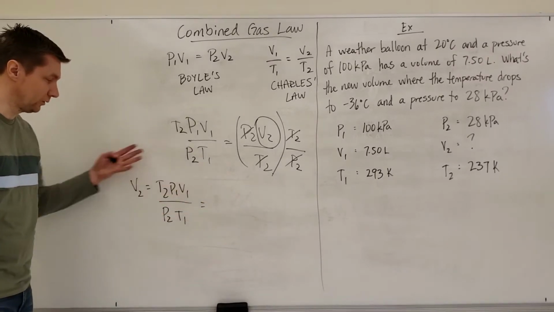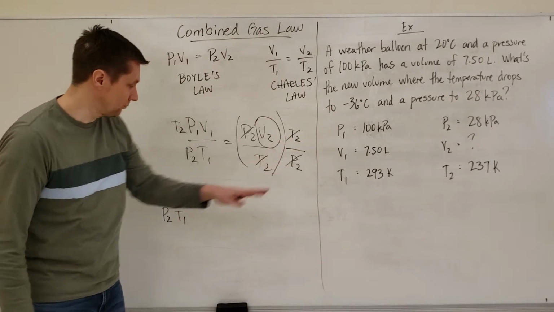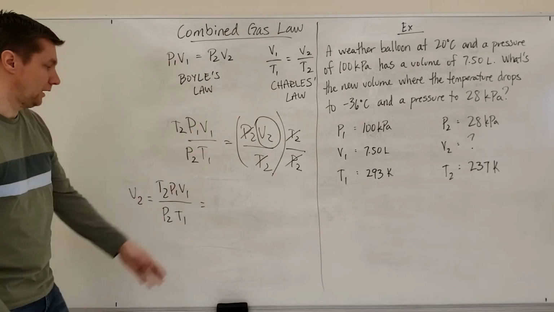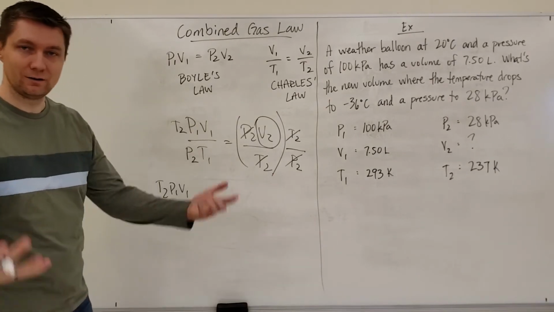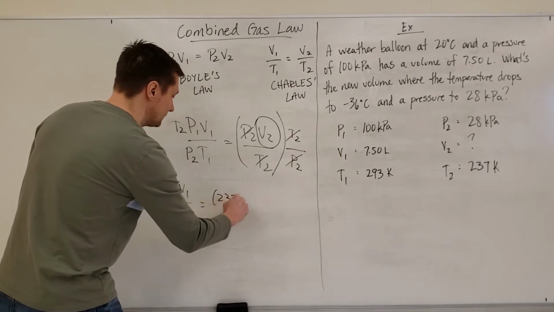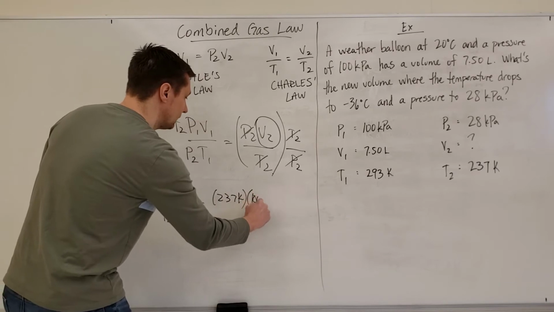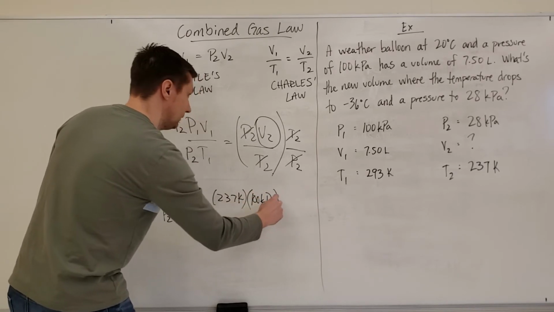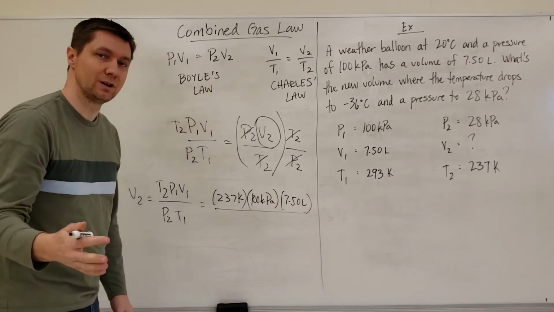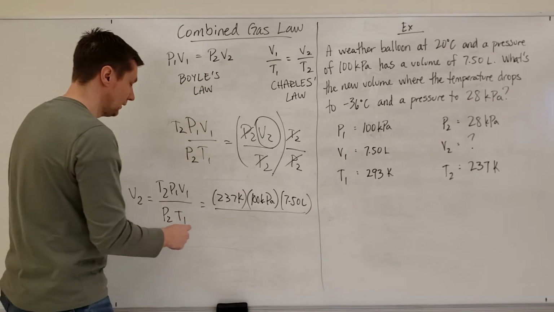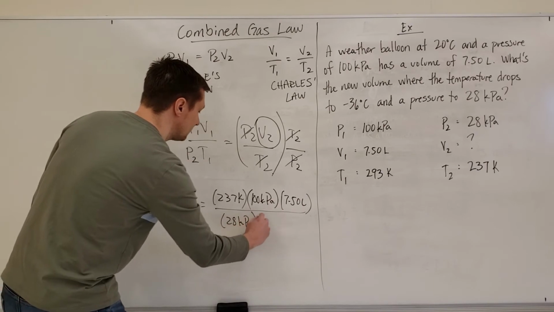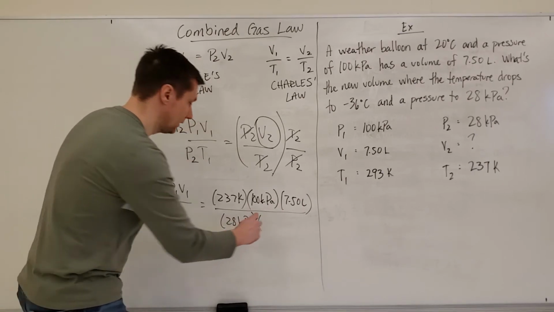And then once you've got this formula set up like this, then you can just take those numbers, plug them into their corresponding spots, and plug those into your calculator, hit enter, and you'll get an answer. So it looks something like this. My T2 is 237 Kelvin, P1 is 100 kPa, and V1 is 7.50 liters. Notice that I'm putting the units in. That's really important that you're putting the units in while you're doing these problems. P2 is 28 kilopascals, and T1 is 293 Kelvin.